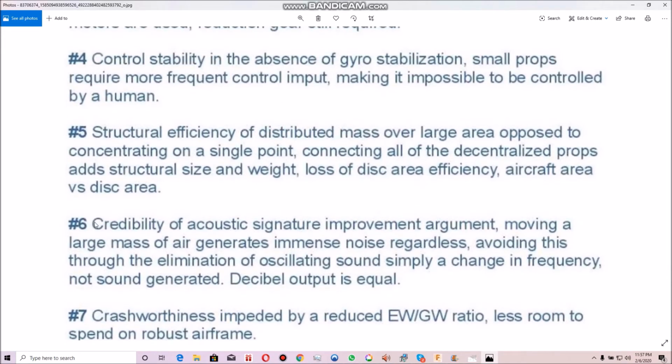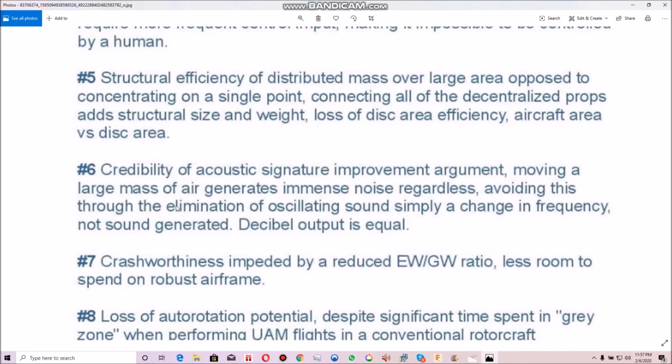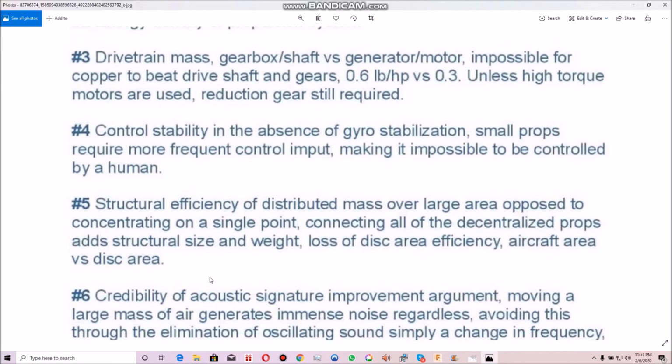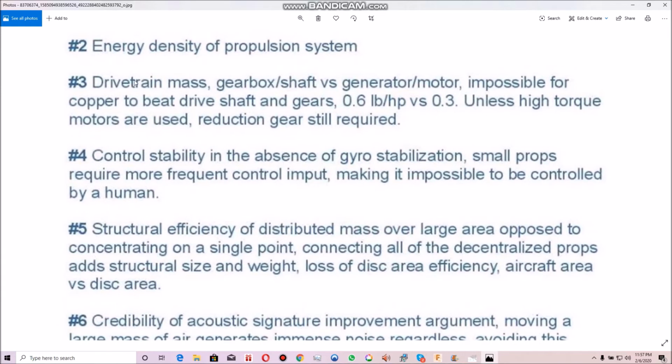And this is one of the most important, I would say, of the 9 considerations to take into account, because if you're going to move a mass of air, you're going to generate a certain decibel output. A rotorcraft is around 115 decibels right outside of the aircraft. It's 115 decibels.